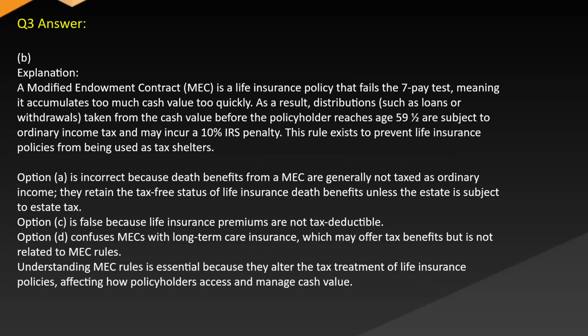Answer: B. Explanation. A modified endowment contract (MEC) is a life insurance policy that fails the 7-pay test, meaning it accumulates too much cash value too quickly. As a result, distributions, such as loans or withdrawals, taken from the cash value before the policyholder reaches age 59½ are subject to ordinary income tax and may incur a 10% IRS penalty. This rule exists to prevent life insurance policies from being used as tax shelters.